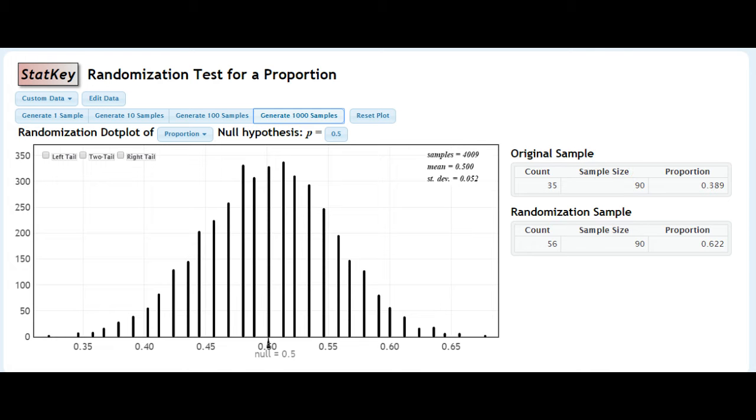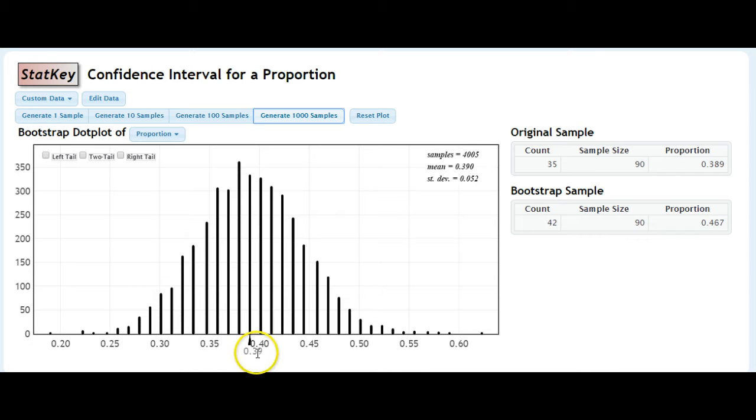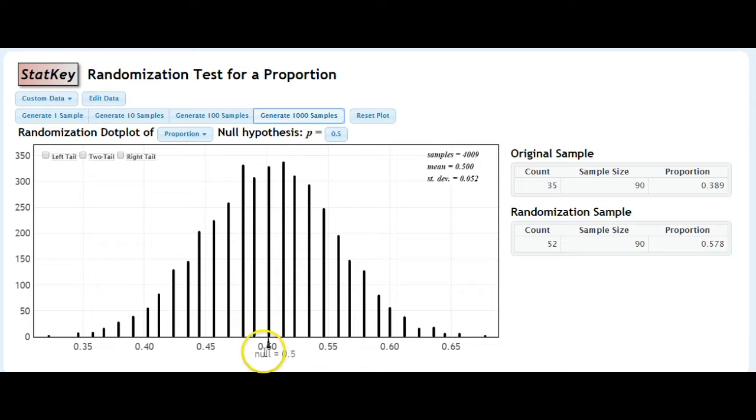Now, one difference between the two: if you look at the center here, I see the center is 0.39. 0.39 corresponds to my original sample proportion. So my original sample's proportion is the center of the sampling distribution. Over here, I see that the middle is 0.5, nowhere close to my original sample proportion. The reason for that is that the curve is centered around whatever my null hypothesis is. So if my null hypothesis is that the proportion is 0.5, that's what ends up in the middle. It shifts the whole curve.